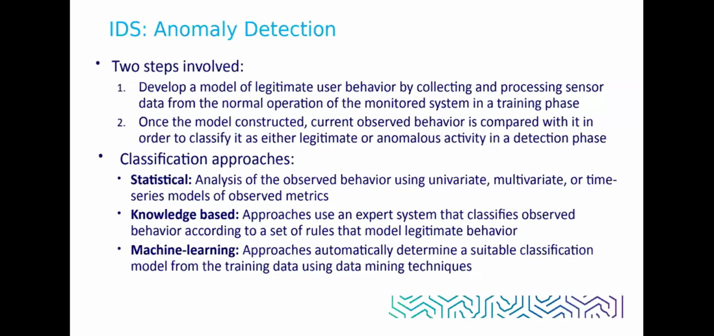In the training phase, we develop a model of legitimate user behavior by collecting and processing sensor data from the normal operation of the monitored system. Then the first classification is statistical classification, an approach which uses mathematics and statistics to describe normal behavior. Here the IDS will measure login frequency, network traffic, CPU usage, memory usage, and the number of downloaded files.